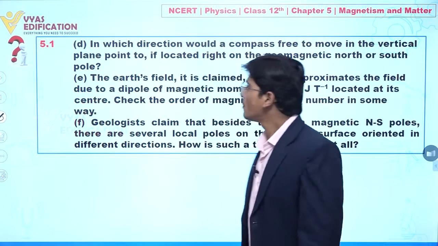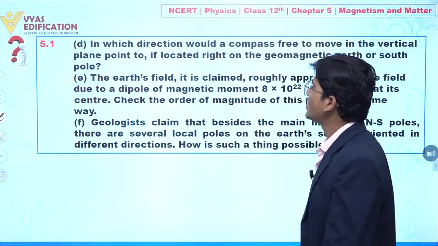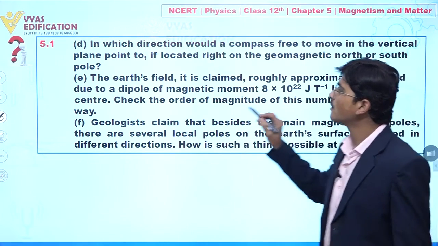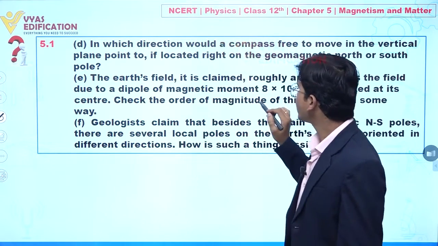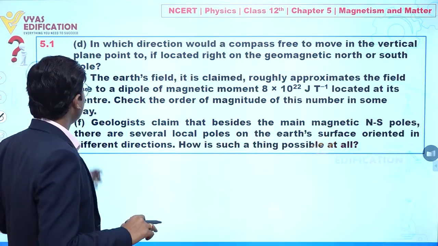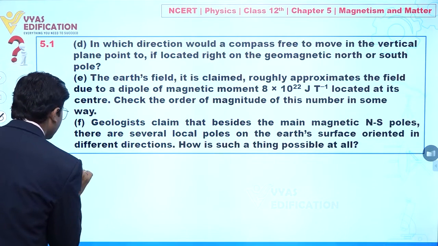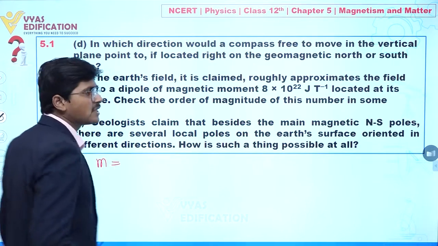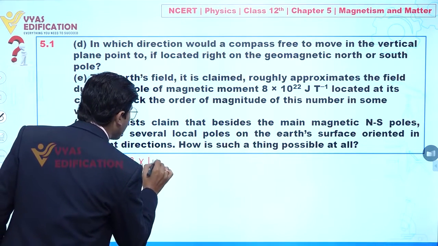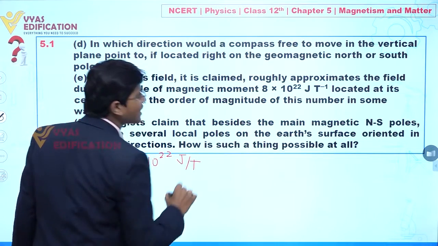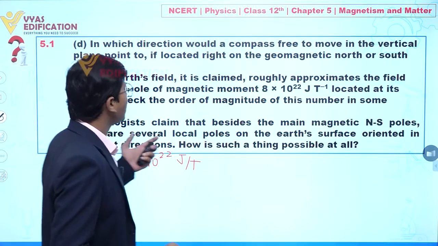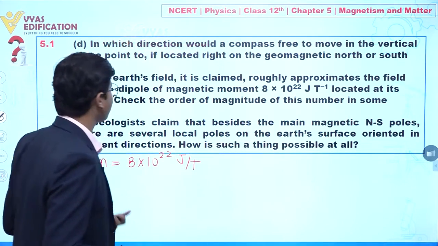Now if I am talking about part number E, it is given to you that the earth's field is roughly approximately the field due to a dipole of magnetic moment 8 into 10 to the power 22 joule per Tesla, located at its center. Means we can see here one value is given to you, this is the magnetic moment value, 8 into 10 to the power 22 joule per Tesla. It is also given that it is located at its center. Check the order of magnitude of this number in some way.